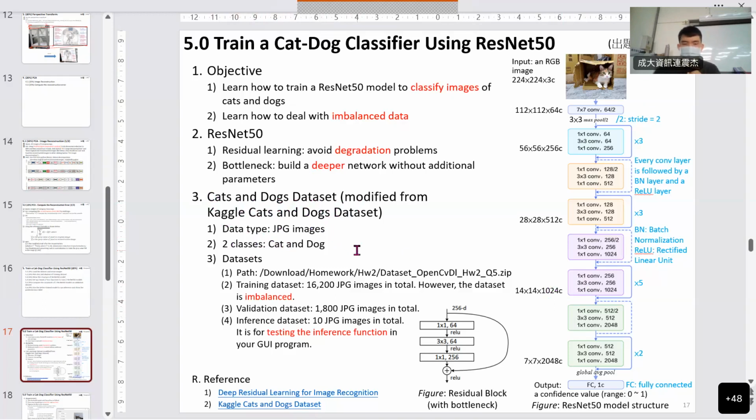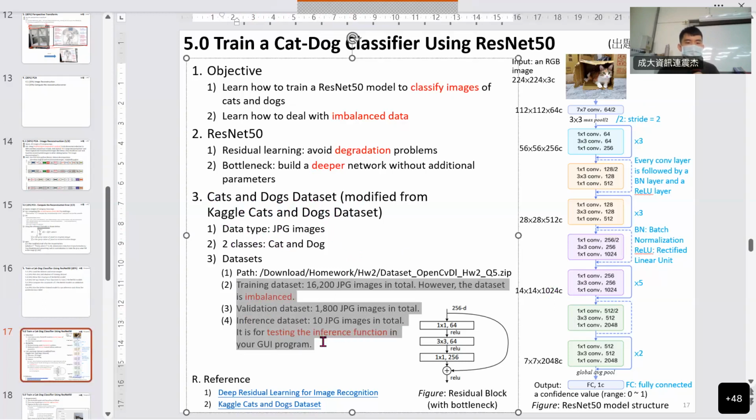If you download the dataset file, you will see these 3 folders. One is the training dataset, which contains 16,200 JPG images. However, the dataset is imbalanced, so there are fewer cat images and more dog images. But later I will tell you how to deal with this class imbalance problem.